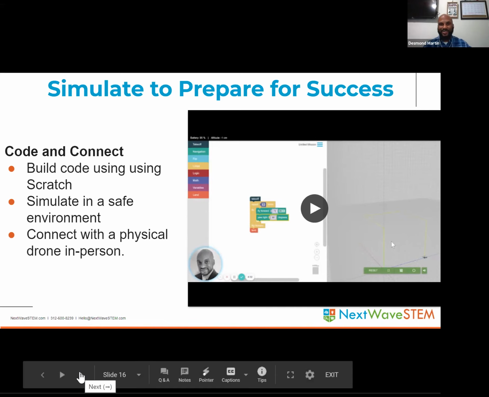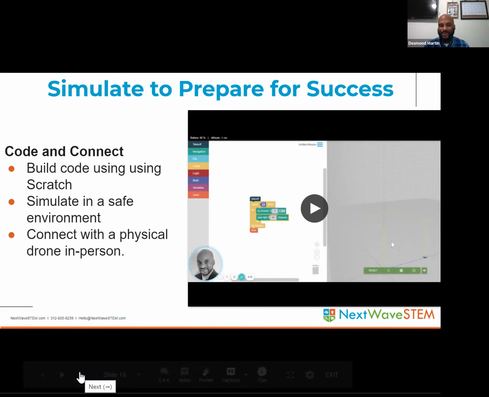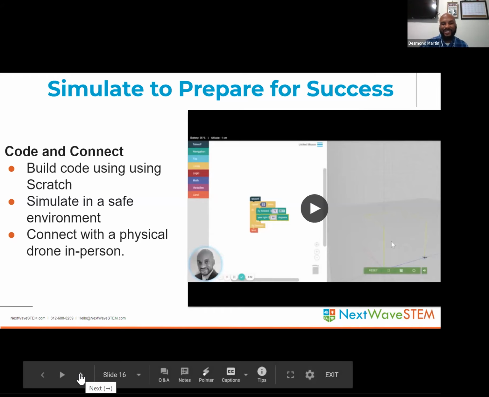Hi, you might be able to tell I'm really excited about drones. It is one of my favorite technologies with which we engage in NextWave STEM.